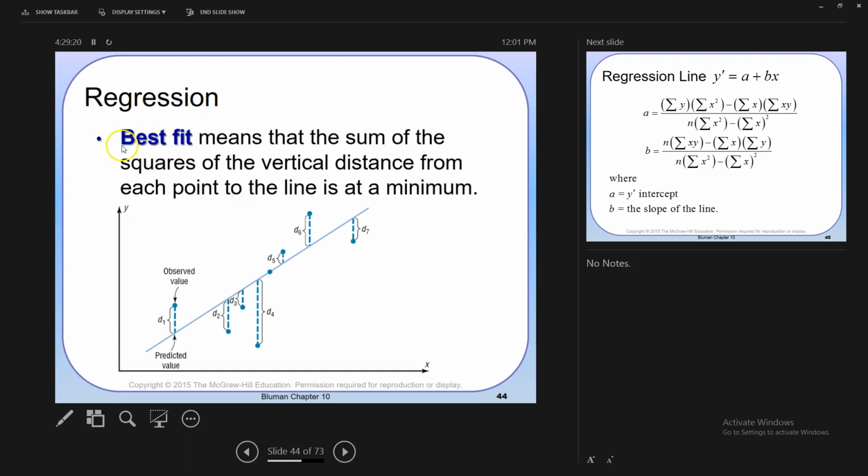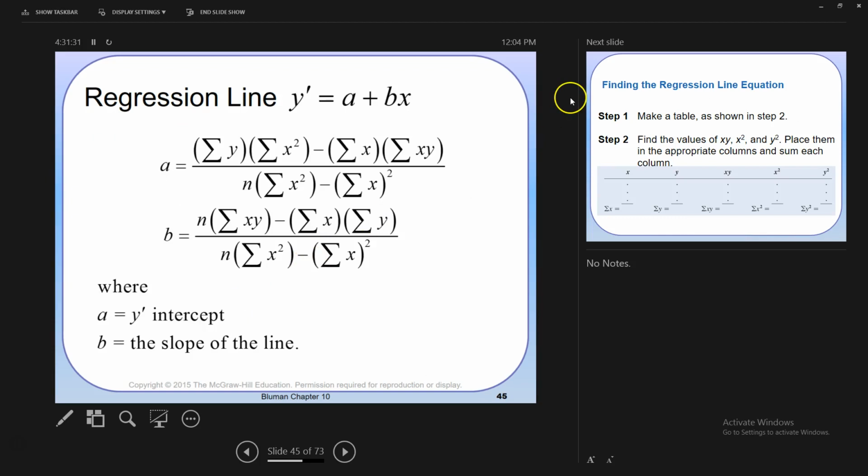But just understand that the line of best fit that's calculated is the line that goes through those data points as close to all the points as possible. And here is the equation for calculating that regression line. As you can see, it is rather lengthy. It has a lot of sums. If you had very many points, this would take quite a while.